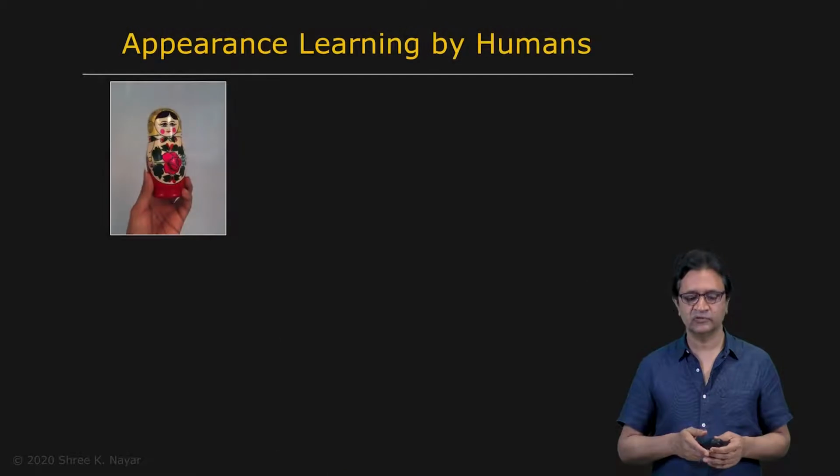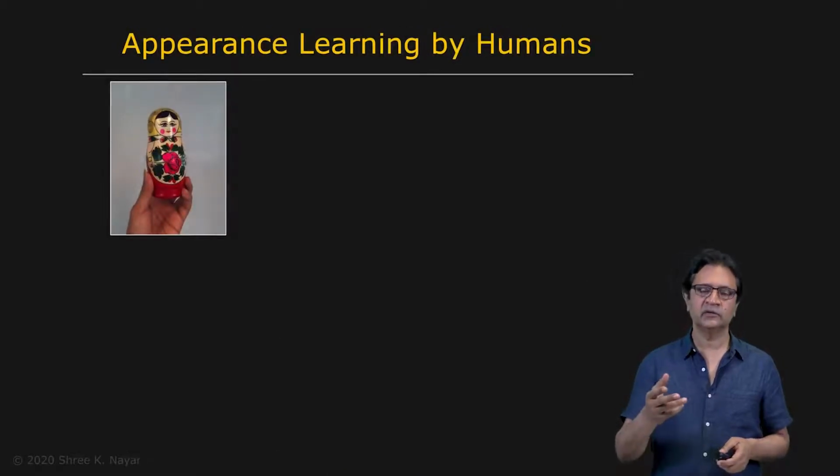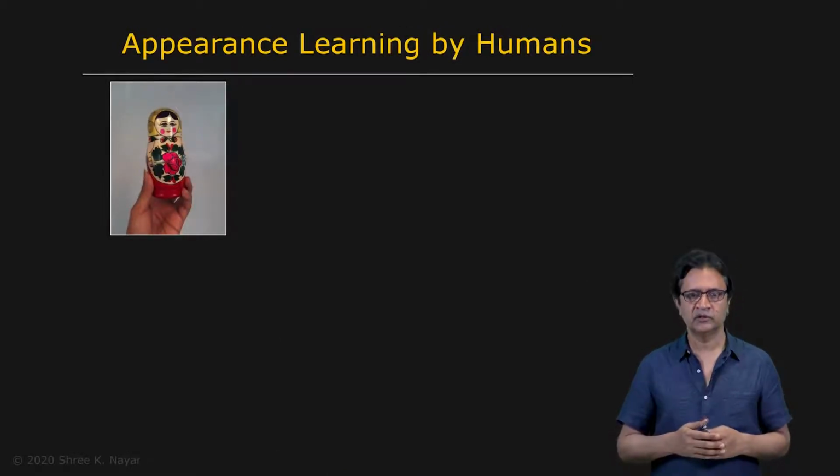Now let's take a look at how we can learn the visual appearance of a three-dimensional object. So let's say that you were given this object right here, and I said to you, memorize this object so that you can recognize it when you see it again.